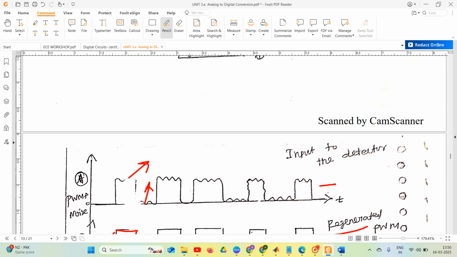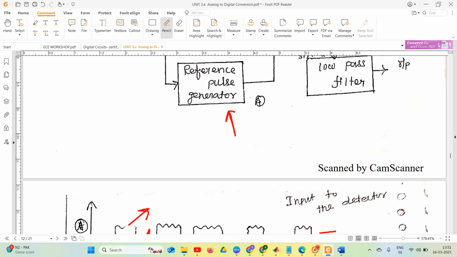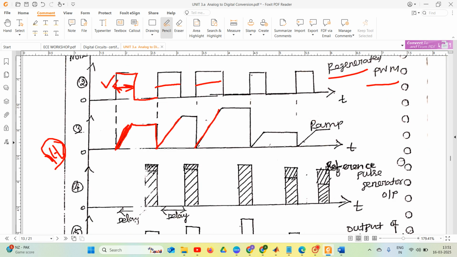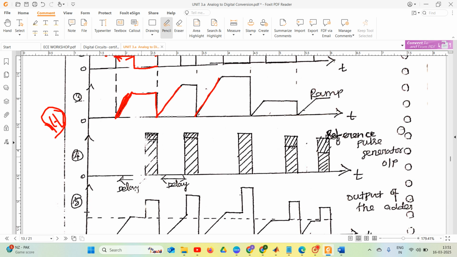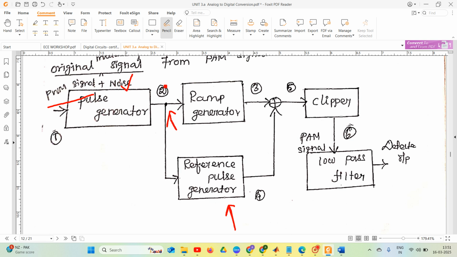Okay, after that what will we do? We use the reference pulse generator. By using the reference pulse generator, we generate a fixed, constant amplitude and constant pulse width rectangular pulse, right? After that, the output of the ramp generator and the reference pulse generator we add at the adder.